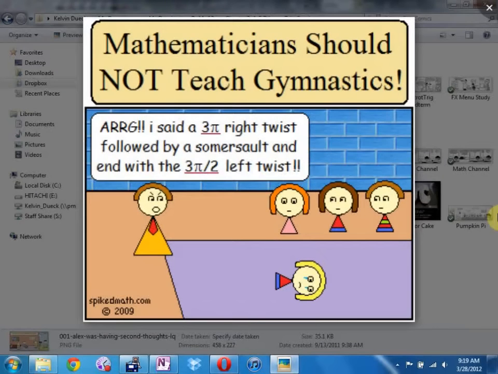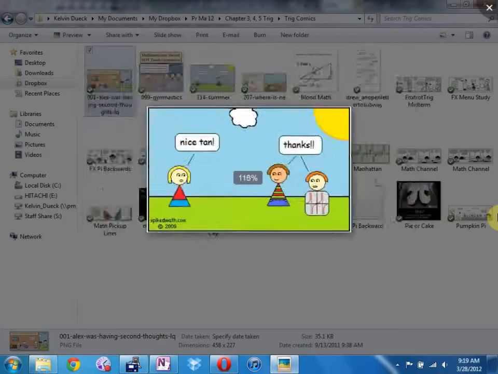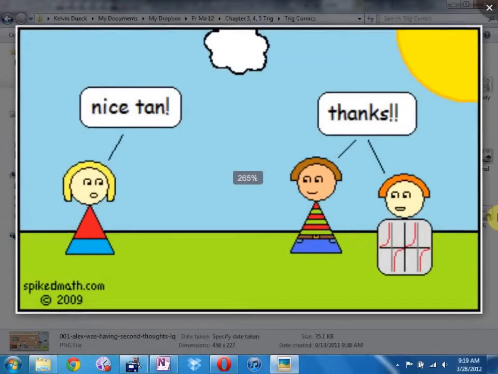Mathematicians should not teach gymnastics. Arg, I said a 3 pi right twist, followed by a somersault, and end with a 3 pi by 2 left twist. Nice tan.